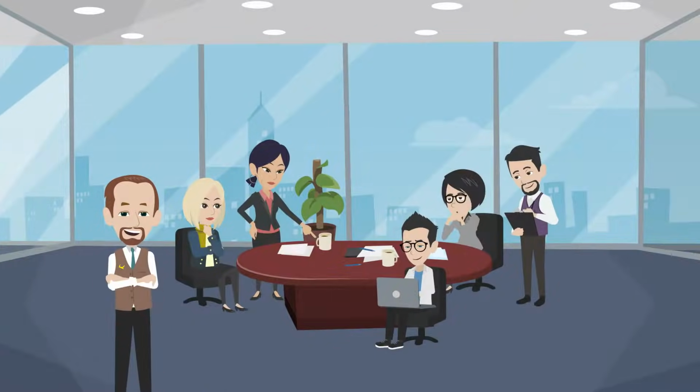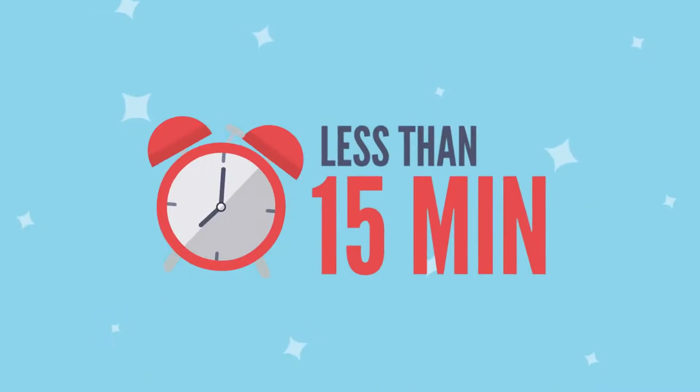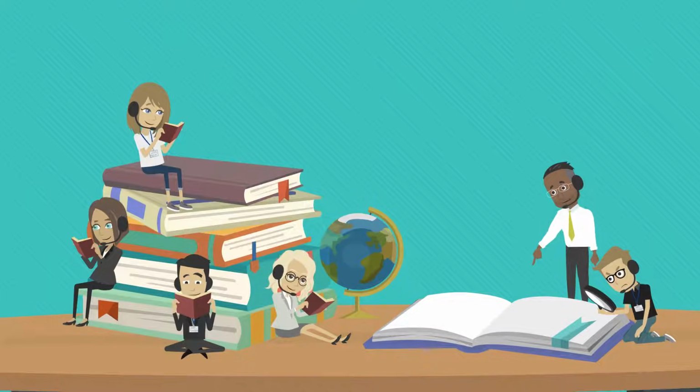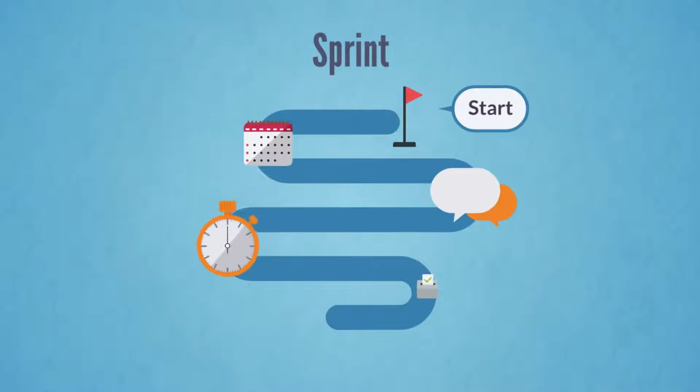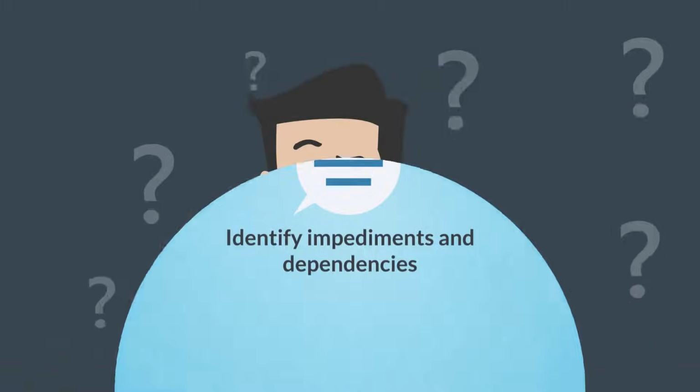Once a day, the development team meets for less than 15 minutes during the daily Scrum to inspect and adapt, if necessary, its progress towards the goals of the sprint defined in advance. Identify impediments and dependencies. So who makes sure that Scrum is understood and applied?